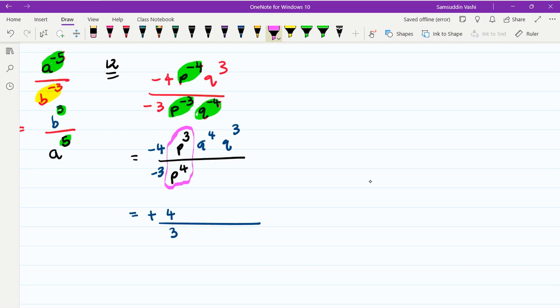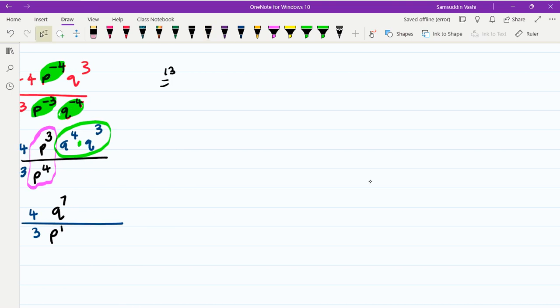P to the power of 3 divided by p to the power of 4. The denominator has more power, isn't it? So I'll subtract, 4 minus 3 is 1. Okay. And in the numerator, same base in multiplication. So what do we do? We add the powers. 4 plus 3 is 7. That's number 12. Right.